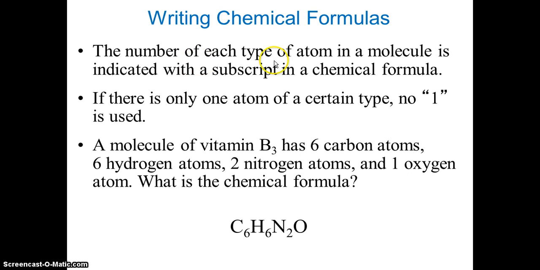The number of each type of atom in a molecule is indicated by a subscript in a chemical formula. If there is only one atom of a certain type, the number 1 is used. For example, a molecule of vitamin B3 has 6 carbon atoms, 6 hydrogen atoms, 2 nitrogen atoms, and 1 oxygen atom. What is the chemical formula? So you can write carbon C6H6N2O. So this is the formula for vitamin B3.